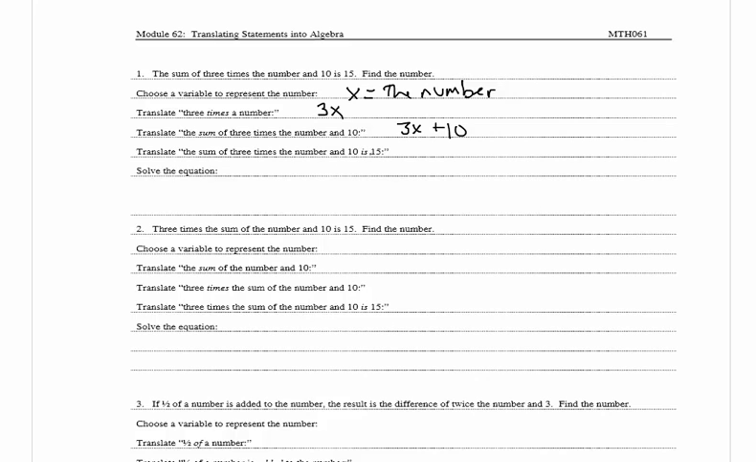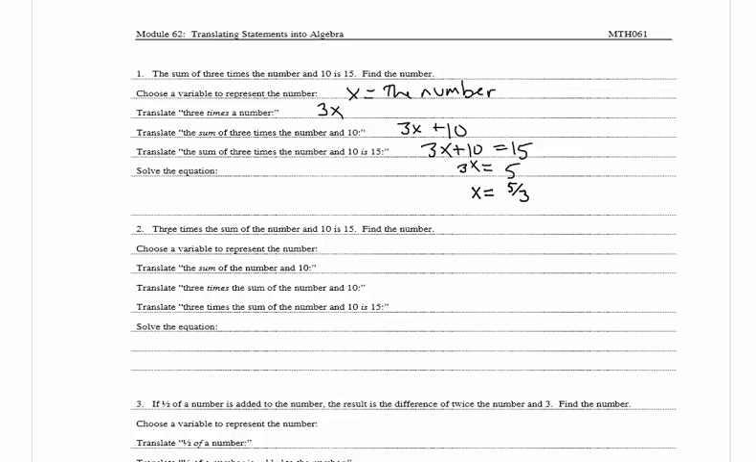And the word is going to mean equal. So we have 3x plus 10 is equal to 15. And now they want us to solve the equation. So we're going to subtract 10 from both sides, and we get 3x is equal to 5. And now we're going to divide both sides by 3. And we get x is equal to 5/3.